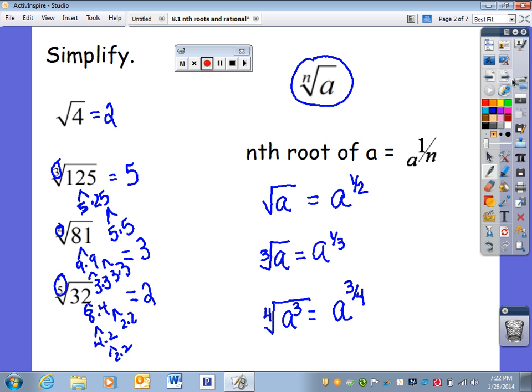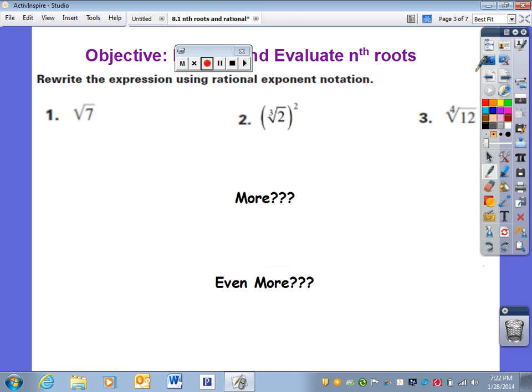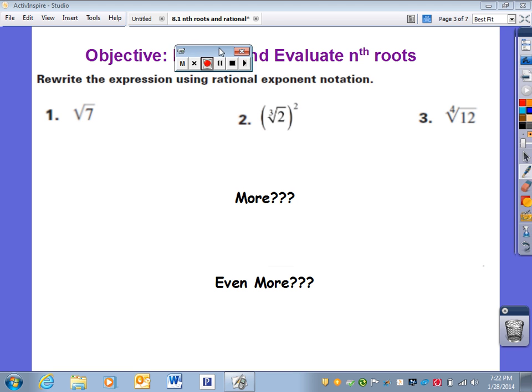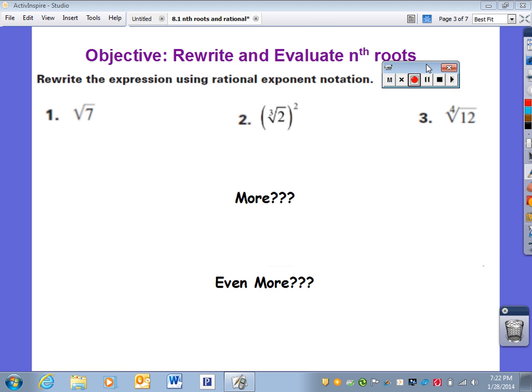So let's move on to some other examples. This says we are to rewrite the expression using rational notation. So if I have the square root of 7, when we rewrite that with a rational exponent, we will write the base of 7. The base of 7 has an exponent of 1, and then the root is 2. So this is going to be 7 to the 1/2 power.